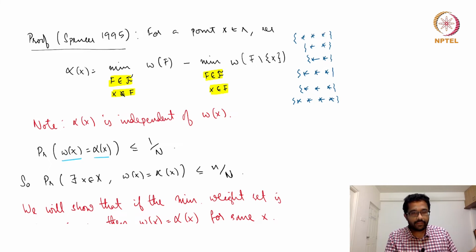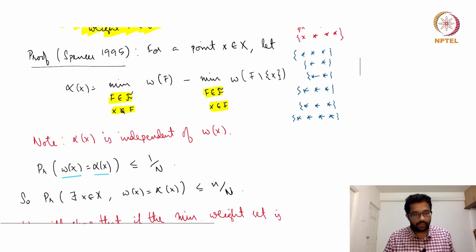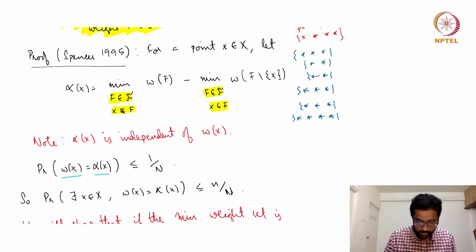The weight of x could be any one of the values from 1 to capital N. Now what is the probability that you pick the value that is equal to alpha x? Whatever alpha x is, if it is in the range 1 to N, there is one possibility out of capital N possibilities. So the probability of the weight of x being equal to alpha x is at most 1 by N. If it is out of this range, then no problem. For instance, if alpha x is negative, then the probability will be 0. But anyway, I am just writing the upper bound 1 by N.